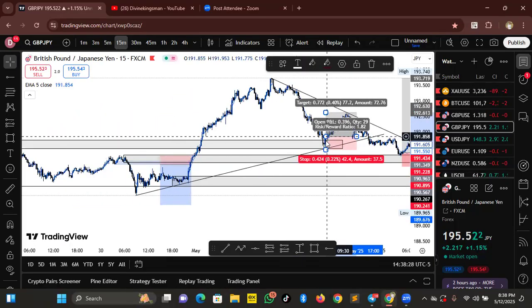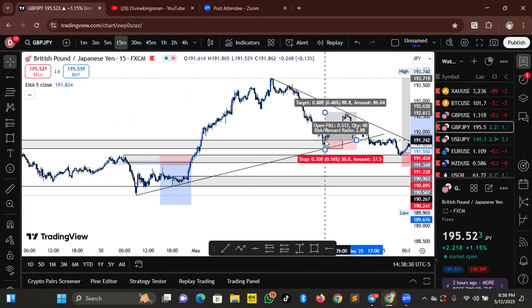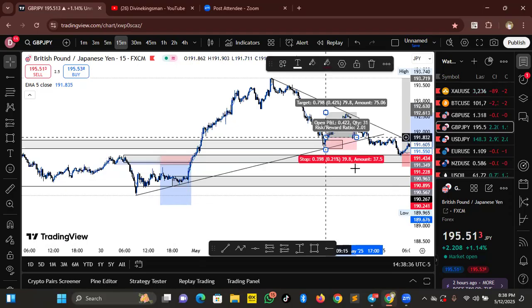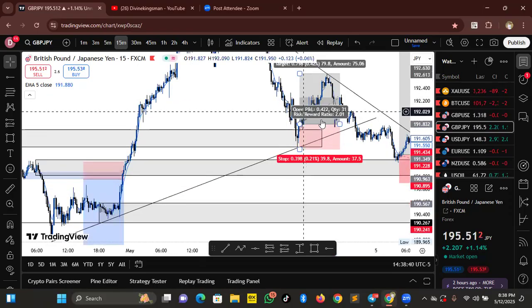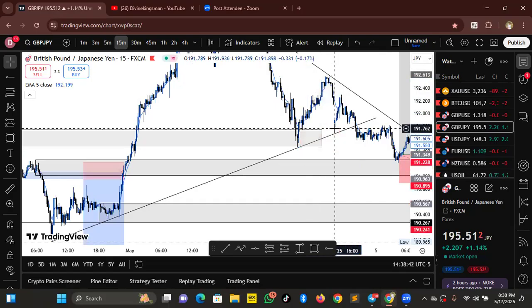So you just wait after this pullback, right? So you enter 1:2, or let's see if we're going to go 1:2 directly. So you can see 1:2, you hit your take profit and you're out of the trade. So it's as simple as that, guys. It's as simple as that.